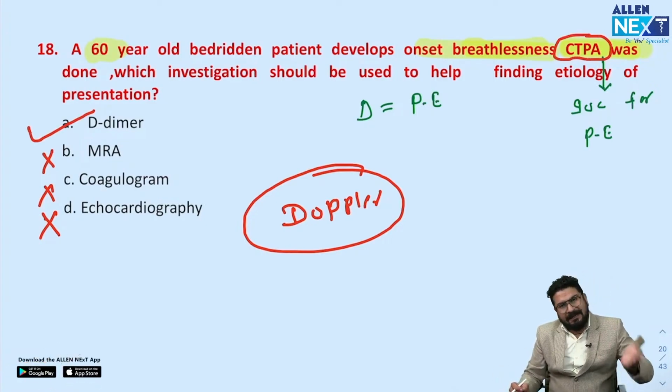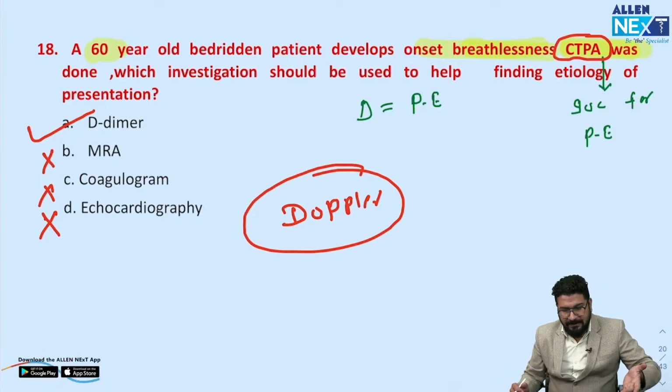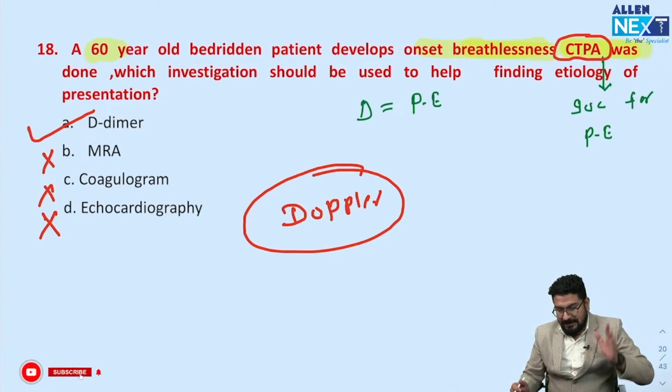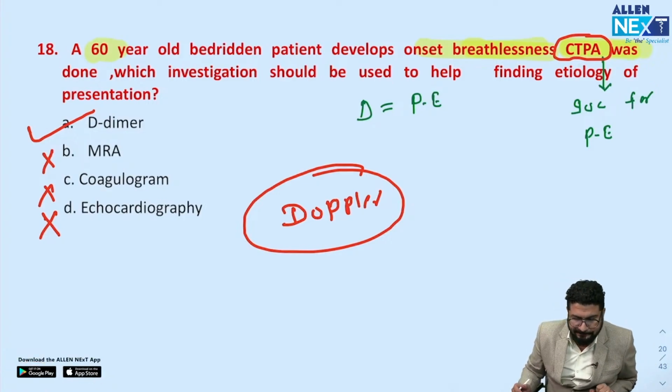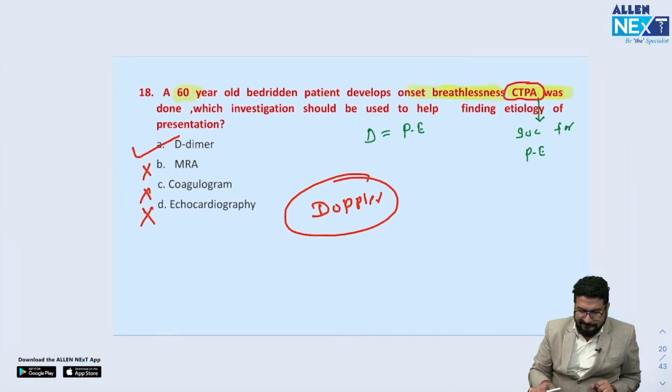So actually, what we do is first D-dimer, then CTPA. But the question has asked you the opposite. They are already telling you that CTPA is done. So what else can we do? We can do the D-dimer test. Am I clear, guys? D-dimer test.